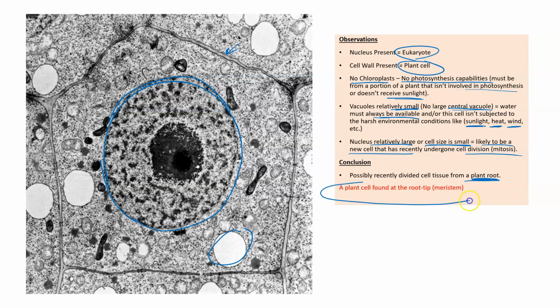And that, in fact, is the case. It actually is a meristem plant root tip type cell. These are actively dividing. The cells don't get very large because they divide so quickly. It would make sense that a plant cell associated with a root tip wouldn't contain chloroplasts because it's not in direct access to sunlight, right? It's underground. And it would make sense that it didn't have large central vacuoles because roots are always exposed to water because they're in the ground, right?